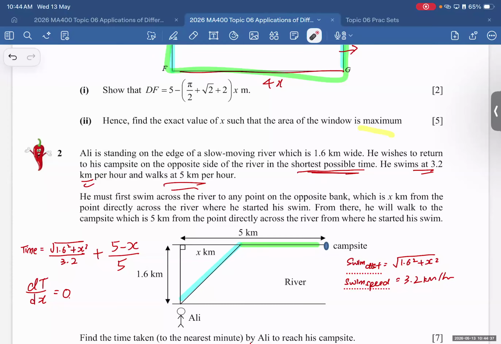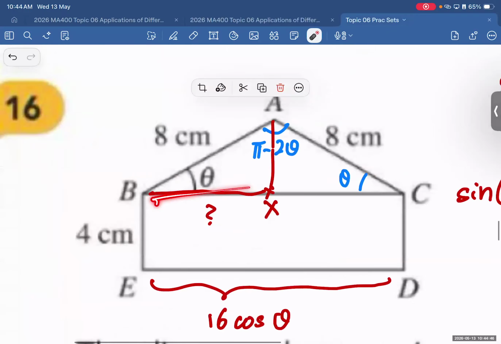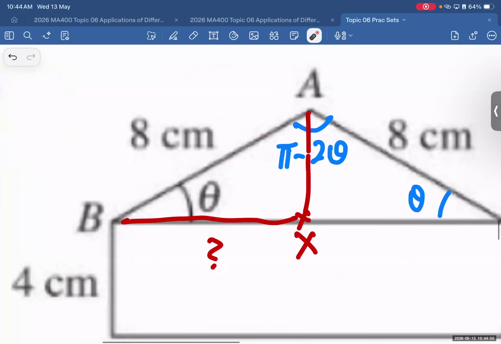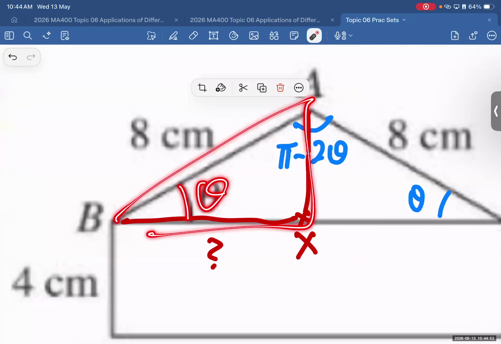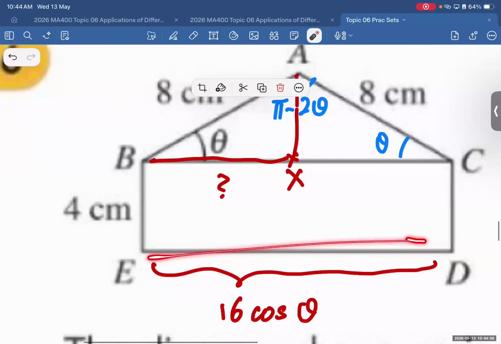Are you talking about finding the base of the triangle? You can also consider using trigonometry. Isaac gave me this idea. Theta, right? This is 8, so this will be 8 cos theta. That means if this is 8 cos theta, this is 16 cos theta. Oh, yeah.